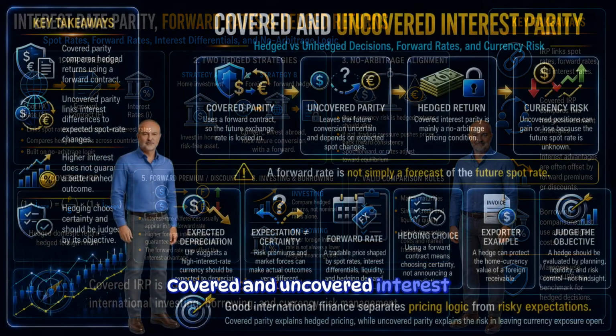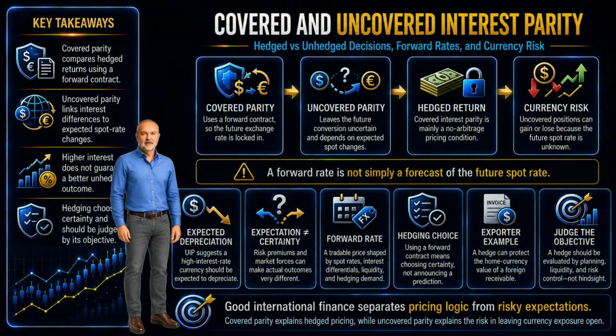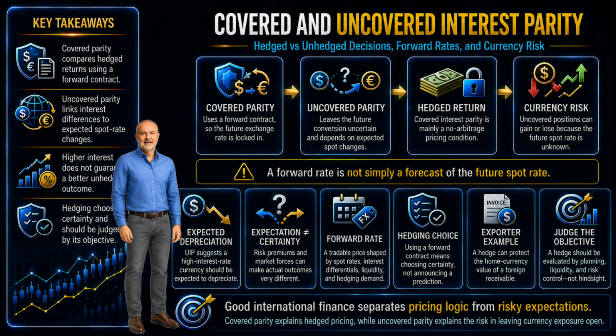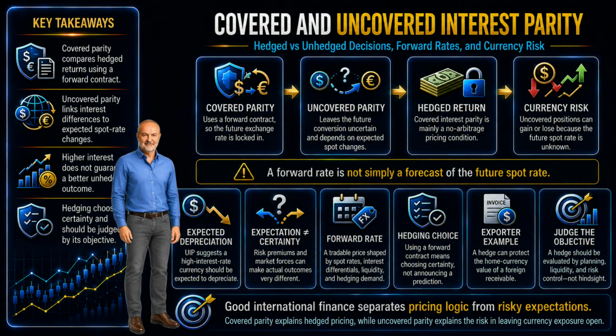Covered and uncovered interest parity sound similar, but they describe very different decisions. Covered interest parity uses a forward contract. Because the future exchange rate is locked in, the comparison is between hedged returns. This is why covered parity is primarily a no arbitrage pricing condition.